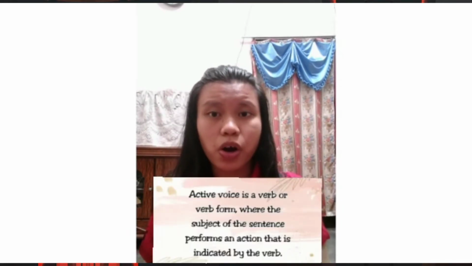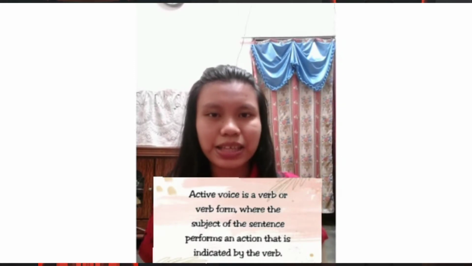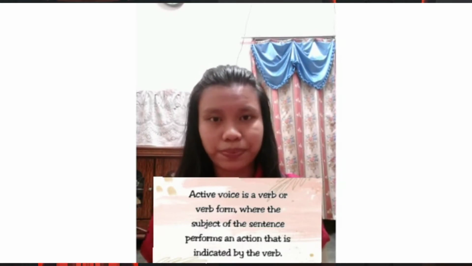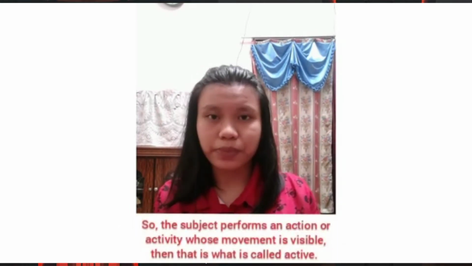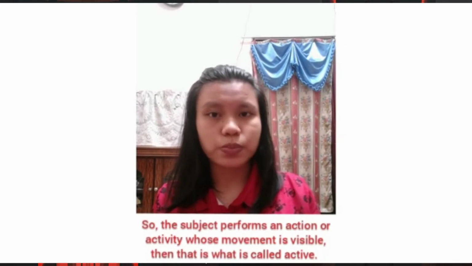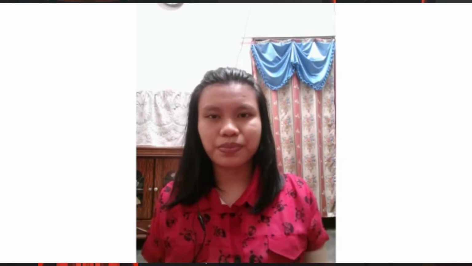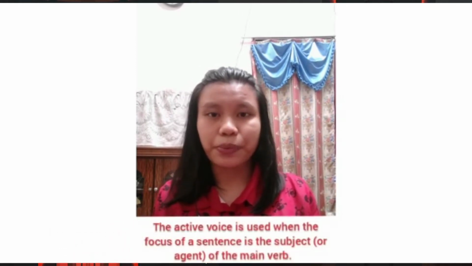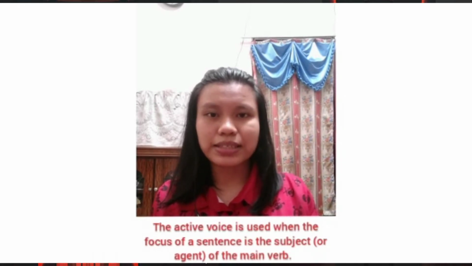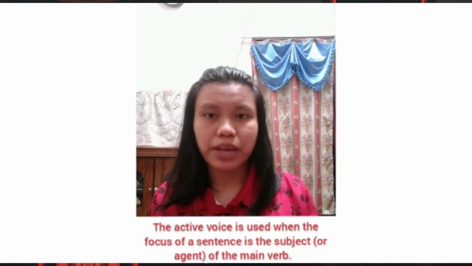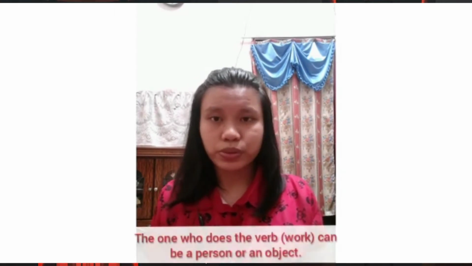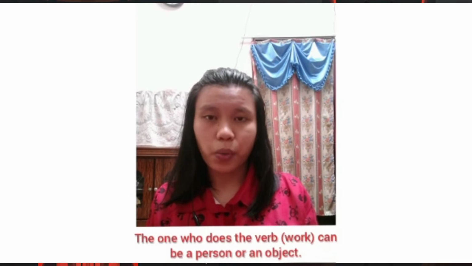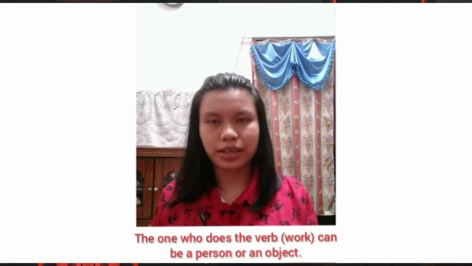Active voice. Active voice is a verb form where the subject of the sentence performs an action that is indicated by the verb. So, the subject performs an action or activity whose movement is visible. That is what is called active. The active voice is used when the focus of a sentence is the subject or agent of the main verb. The one who does the verb can be a person or an object.